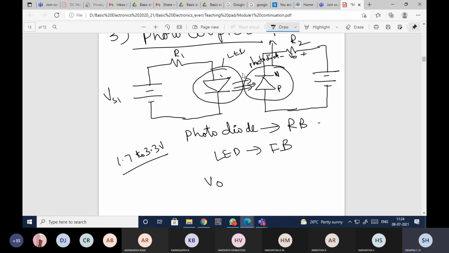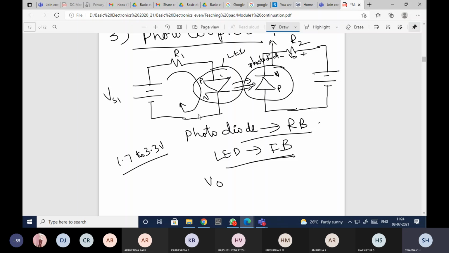If there is no light emitted, in the sense if I'm not biasing this LED, then it will not illuminate the light. If there is no light illumination, then the output voltage will be equal to 0. Now if we want to emit the light from the LED, you need to bias it. You know that the LED should be forward biased and the photodiode should be reverse biased. The LED is forward biased by connecting P to the positive terminal and N to the negative terminal. Since it is forward biased, the current will start flowing through this.